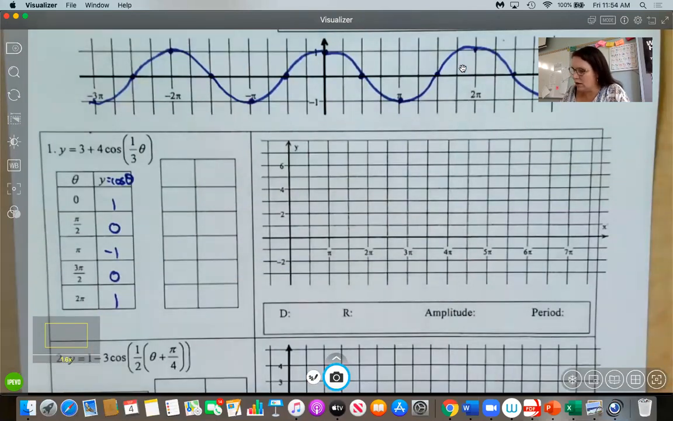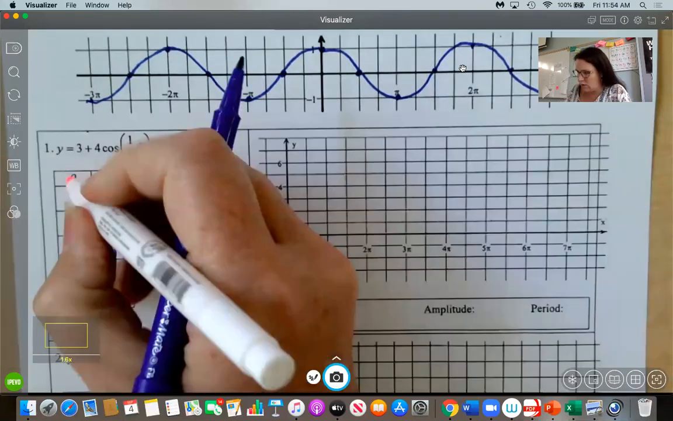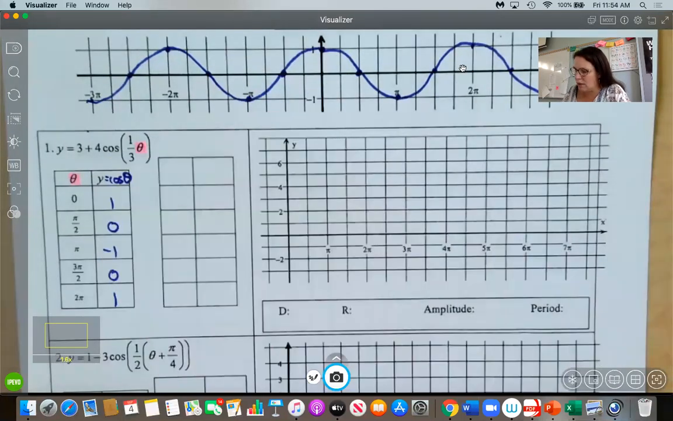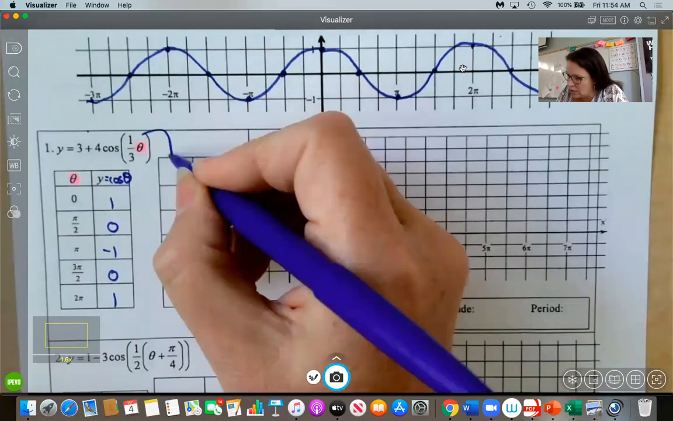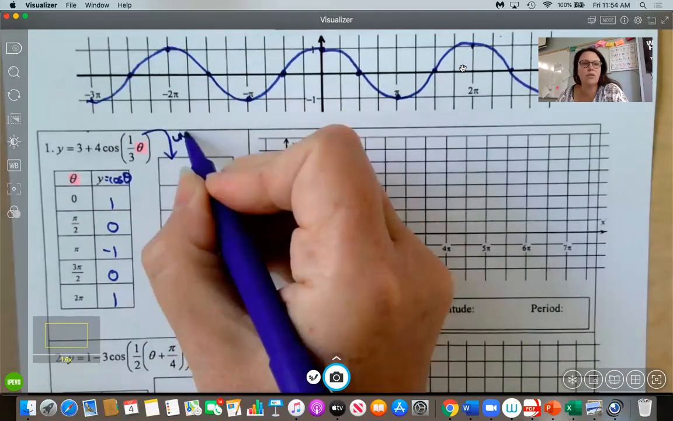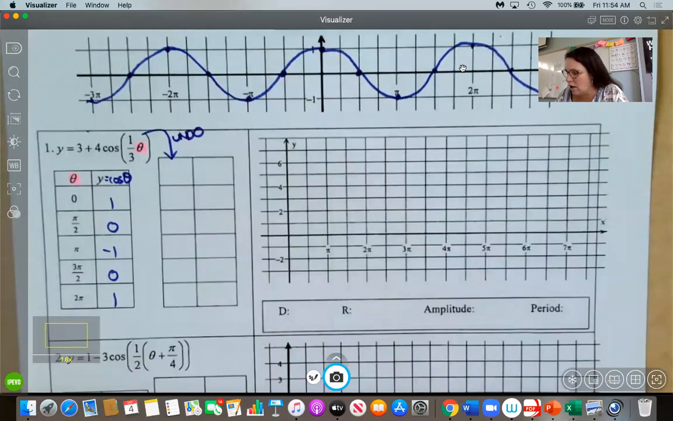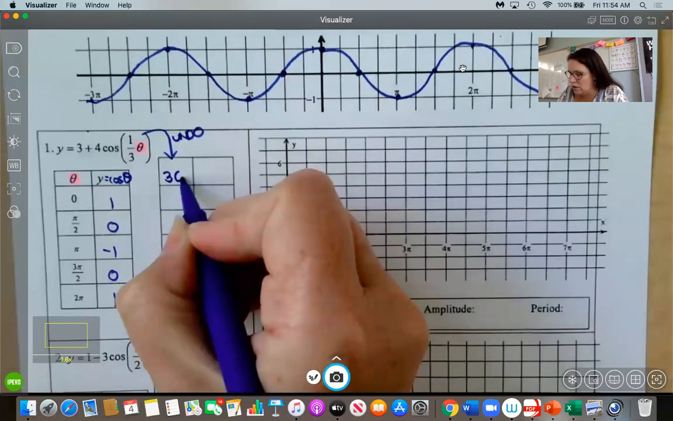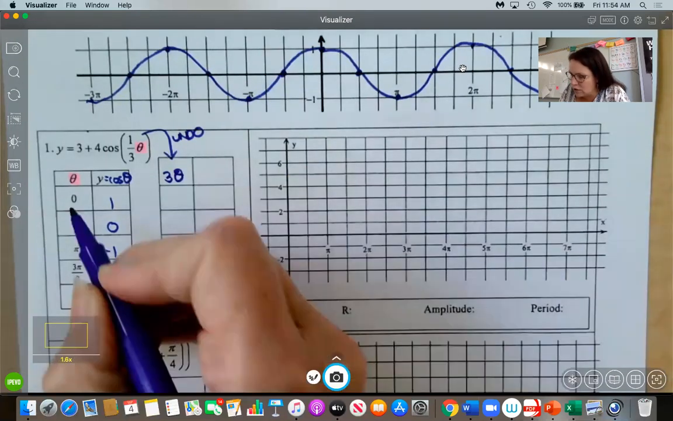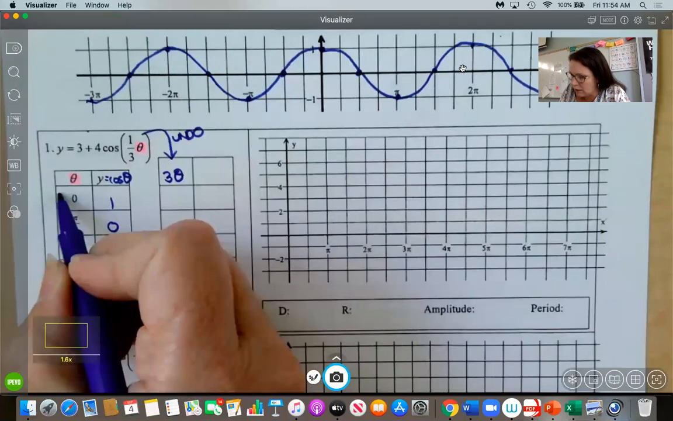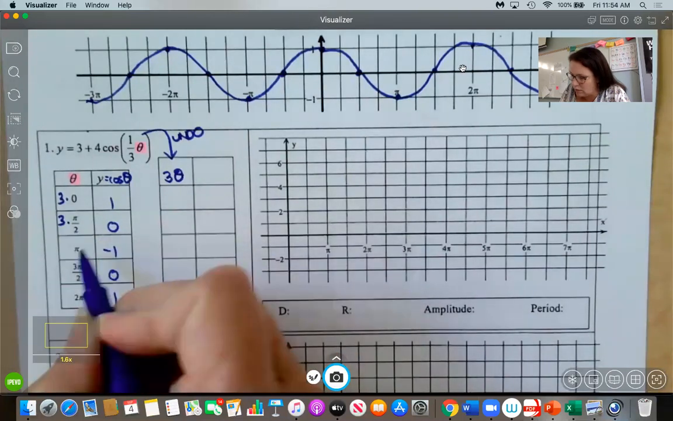And then we're going to look at our input, our theta, and think, okay, what is changing about my theta? Something is changing. Anytime you change something in your input, you have to undo it, and you're going to do the opposite. So instead of multiplying by 1/3, you're going to multiply by 3. You're going to take all of your previous values here and multiply them by 3.